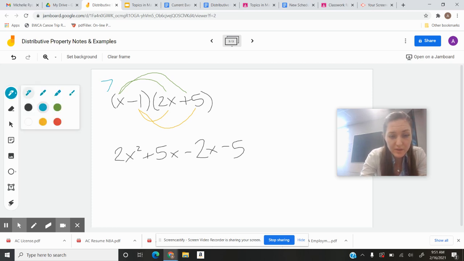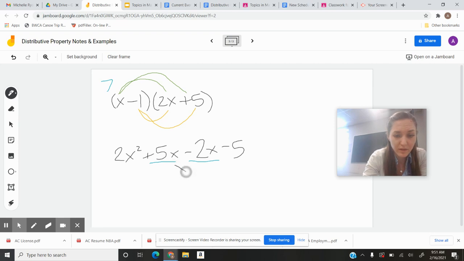All right, now let's see if we can combine any like terms. We have 2x squared, we have plus 5x, and we have negative 2x. Ooh, these are in the same category. They're just plain Jane x's. We can combine those together. So if I have 5x's and I take away 2x's, I would be left with 3x's.